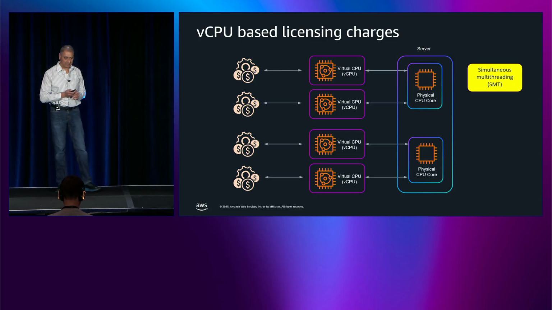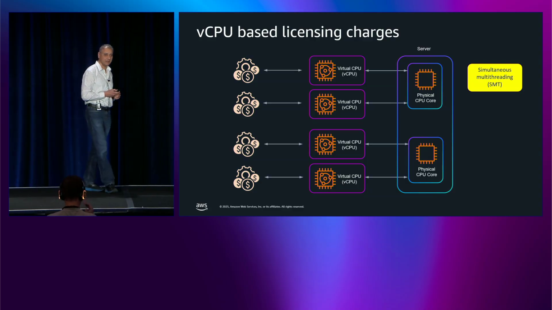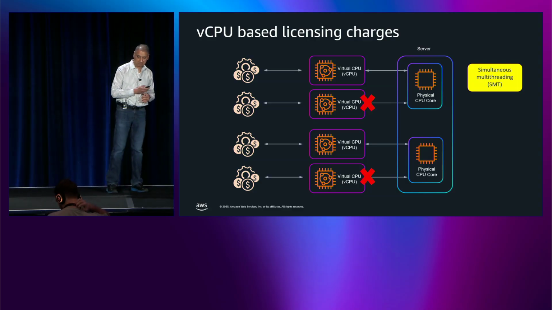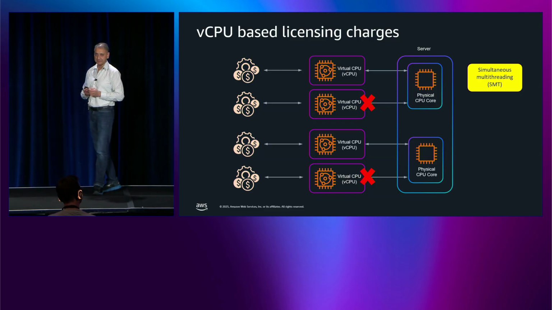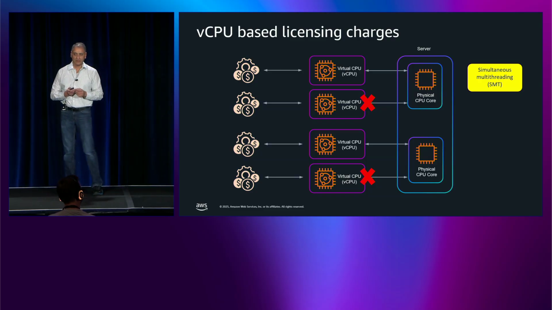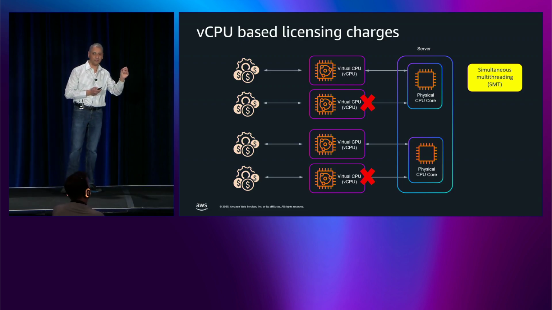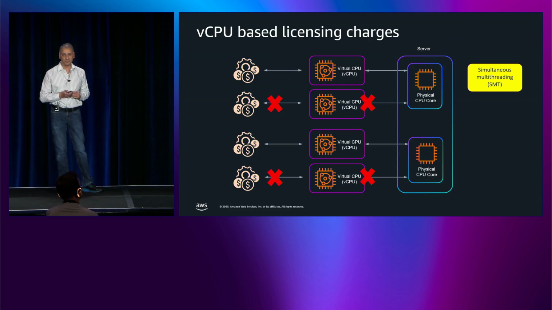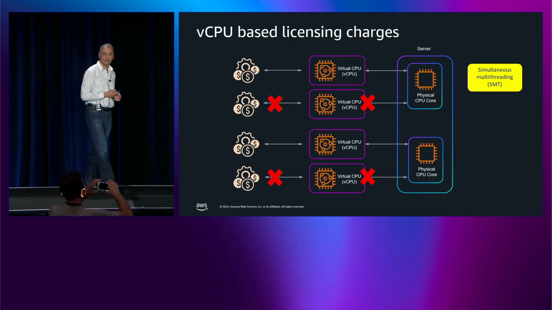So we asked ourselves, how can we take advantage of this and become more cost performant? What it turns out is you can turn off SMT in an instance. When you turn off SMT in the instance, you now have one logical CPU for each physical CPU, but your licensing charges are now for half the number of vCPUs that you're running before.